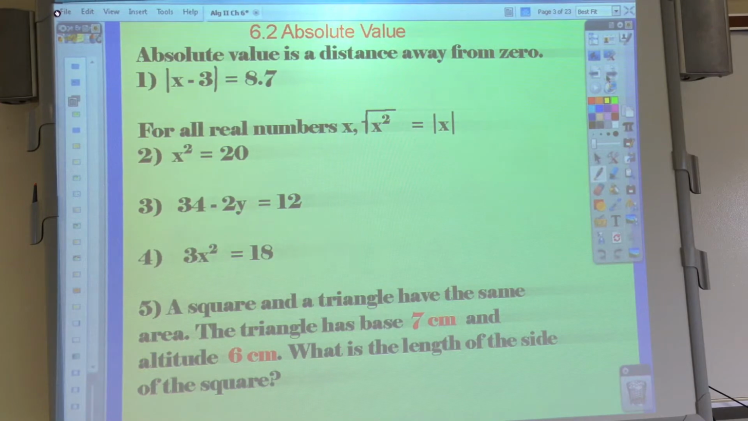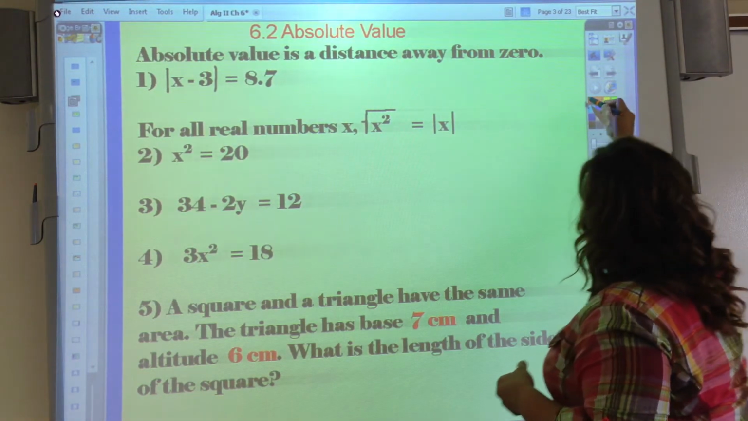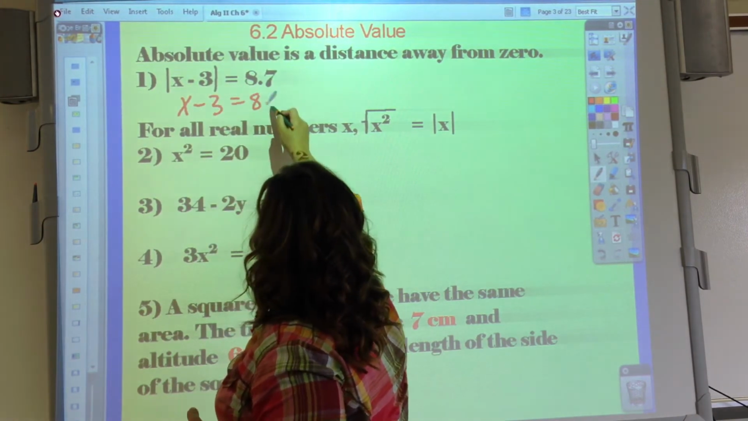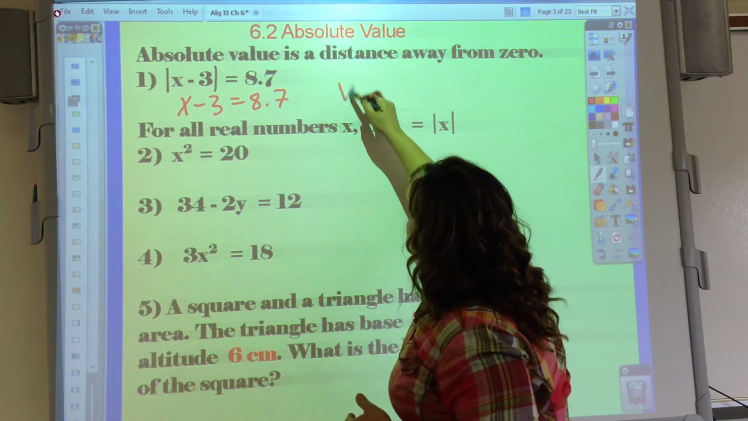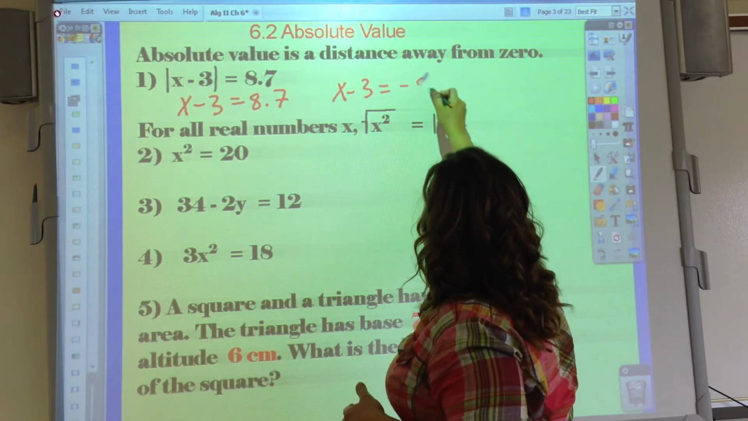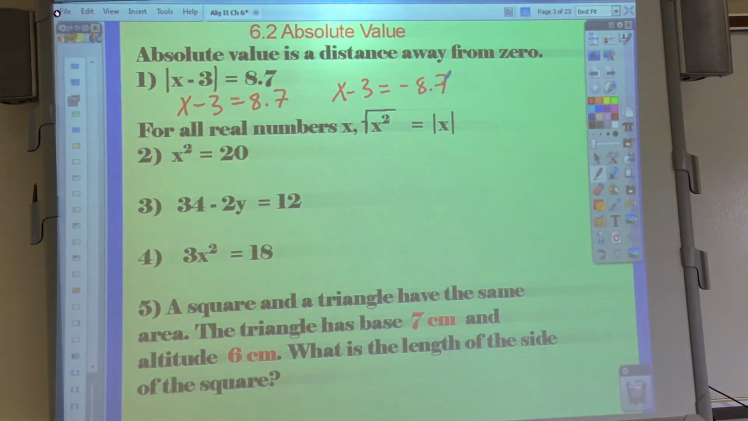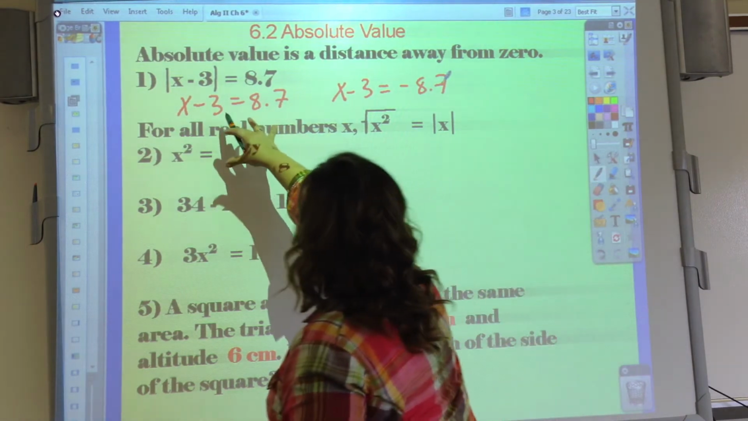So if I'm looking to solve number 1, I need to first remove the absolute value signs to get x alone. And when I do that, I'm going to get x minus 3 could have equaled a positive 8.7, and x minus 3 could have equaled a negative 8.7. Please notice that while in the absolute value signs, my solution is always and every time positive. To remove those absolute value signs to get x alone, that gives me both a positive solution and a negative one. So here in number 1, I'm going to end up with 2 solutions.